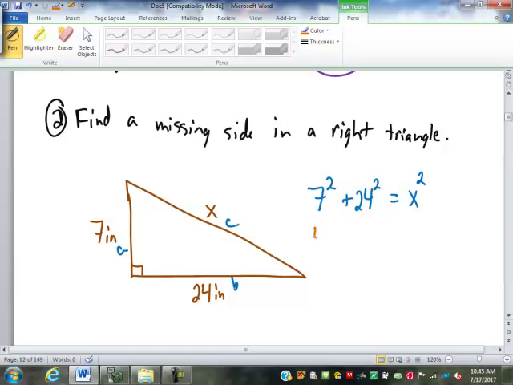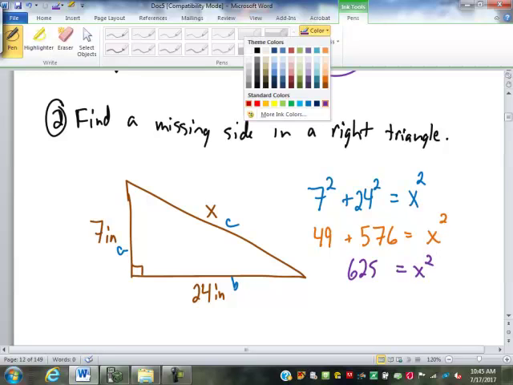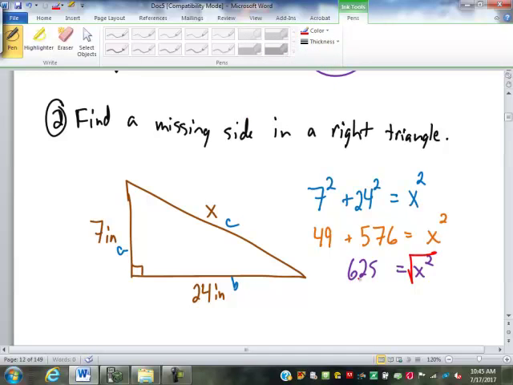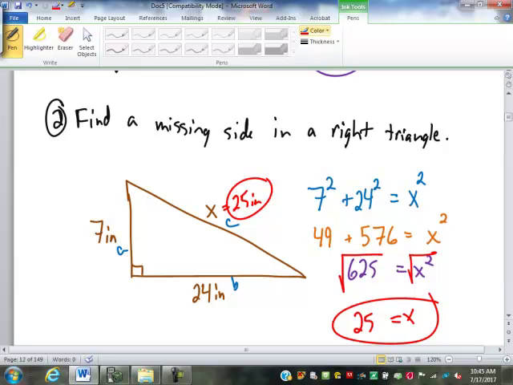Well, what's 7 squared? 49. 24 squared? 576. 49 and 576 is 625 equals x squared. Now what do we have to do from there? We have to square root it. Because it's x squared, we want to know what x is. Square root of 625 is 25. So that hypotenuse is 25 inches.